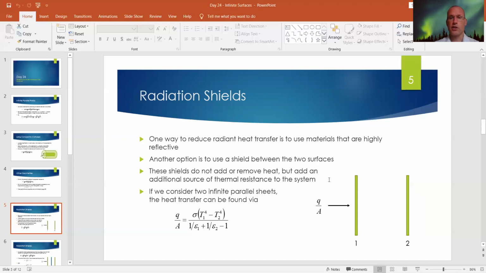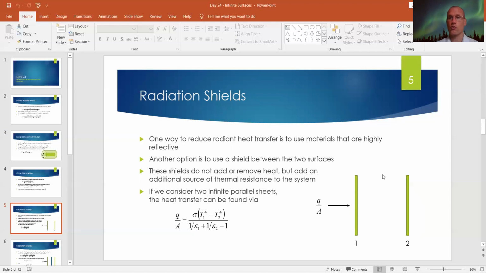The other thing I can do is use a shield between the two objects. The shield's not anything fancy, it's just putting an object here. And again, the more reflective this object in the middle is, the better, as we're going to see when we do the example. But as long as I just put an object here, it doesn't even really matter what it is, that's going to reduce the overall heat transfer.